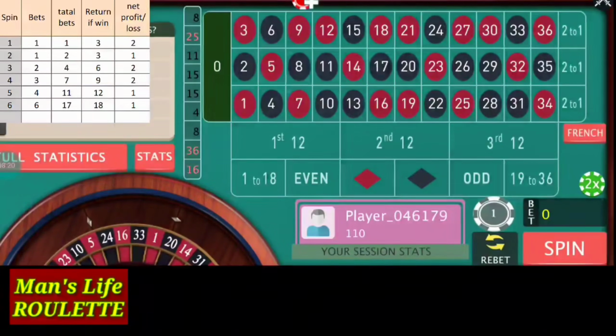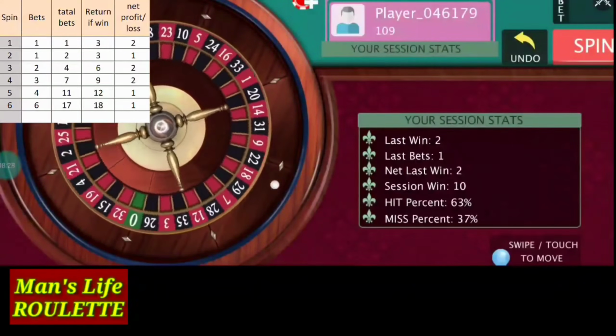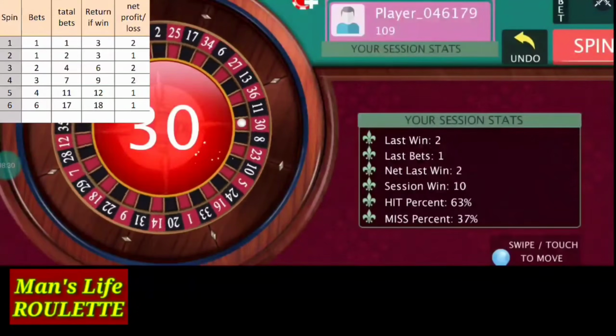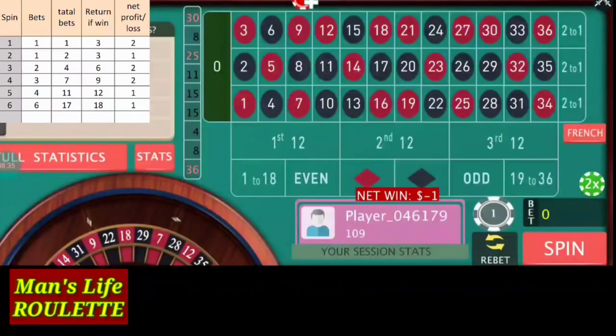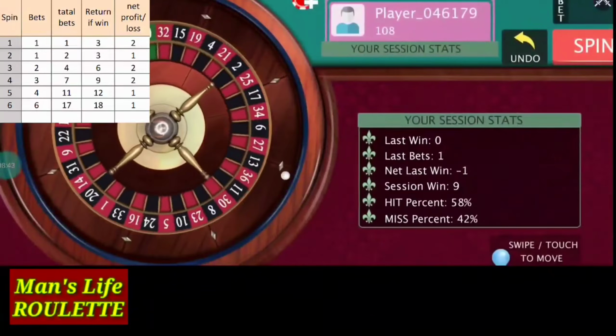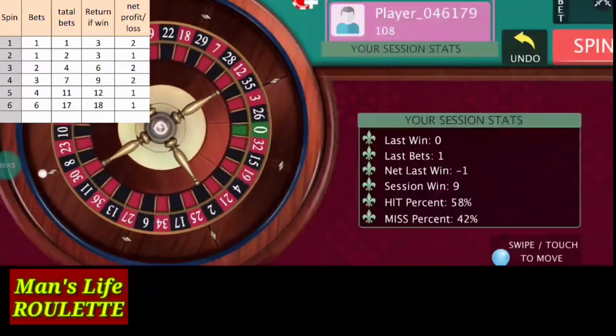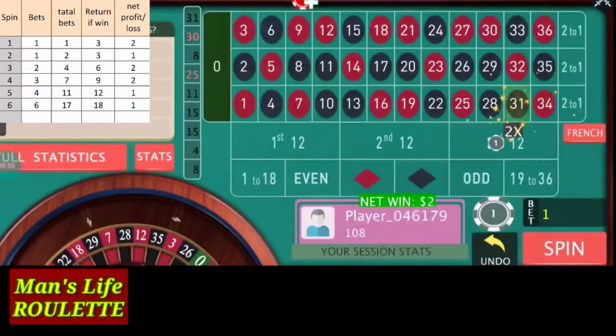So again let's start another fresh cycle with the second dozen this time. This is the first spin of this cycle. This time I lose, so I have to move to the second spin. So this time $1 at third dozen. What I am doing is selecting the dozen quite randomly. There is no logic behind selecting or deciding the dozen. So this time also I win. So this cycle is also completed.